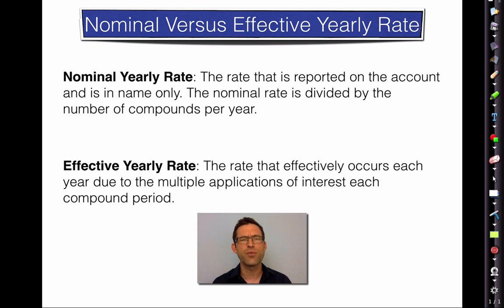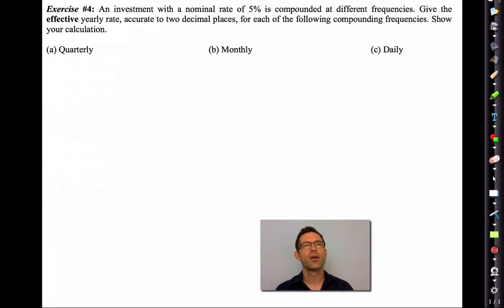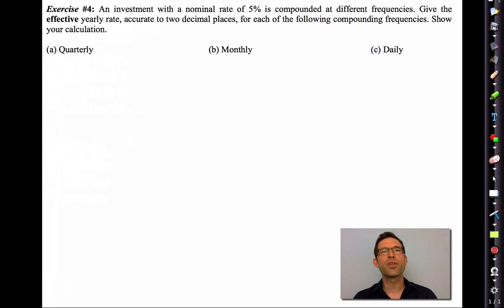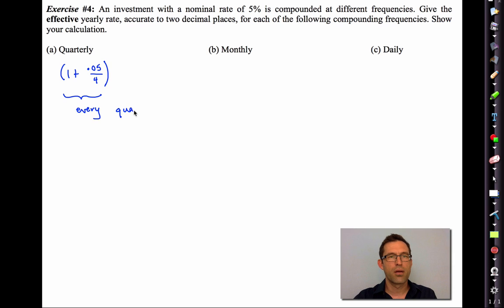So let's do some calculations, see if we can actually figure out some effective yearly rates. Exercise 4. An investment with a nominal rate of 5% is compounded at different frequencies. All right. Give the effective yearly rate accurate to 2 decimal places for each of the following compound frequencies. Show your calculation. Well, all right. Let's talk about this. When we compound quarterly, what we're going to multiply by is 1 plus 0.05 divided by 4. But I'm going to do that every quarter, right? And that would actually be sort of my quarterly multiplier.